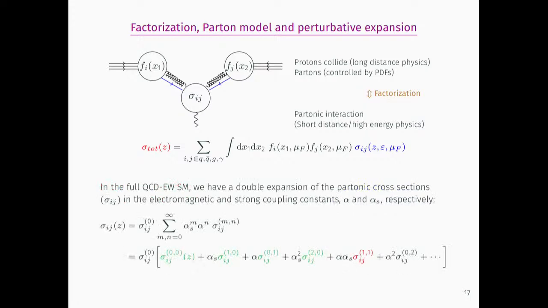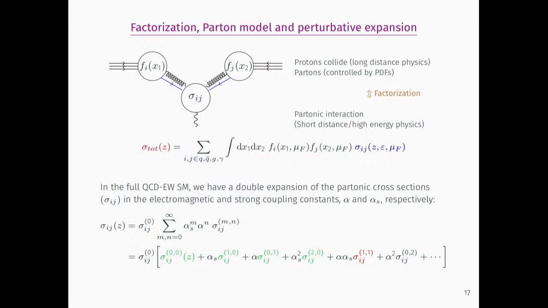In the full QCD electroweak standard model, how many expansion parameters do we have? We have two: the strong coupling constant and the electroweak coupling constant, or the fine structure constant. So alpha S and alpha. Of course, this can be expanded perturbatively, with expansion in both alpha S and alpha. To start with, there will be a leading order process which may depend on any order in alpha, but that is the leading order, and then there can be corrections on top of that.